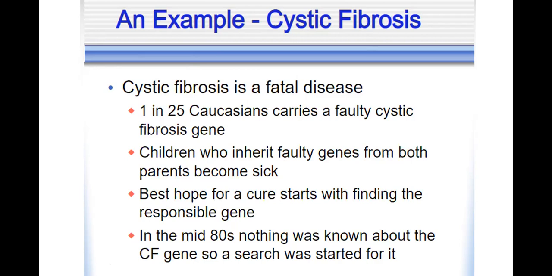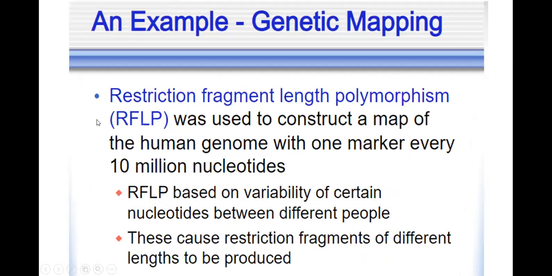Based on that, what the gene codes for in terms of protein, you can find a target for the disease. It started in the mid-80s. No one knew what genes controlled it. They went slowly, step by step. They used RFLP studies to identify, and they used it to construct a genetic map of the human genome. And they used one marker every 10 million nucleotides.